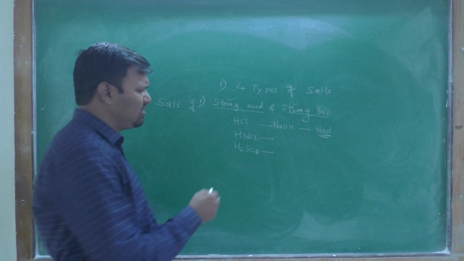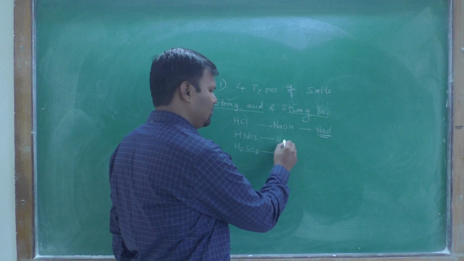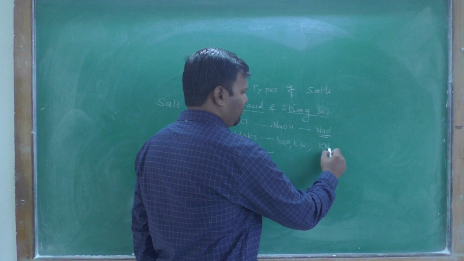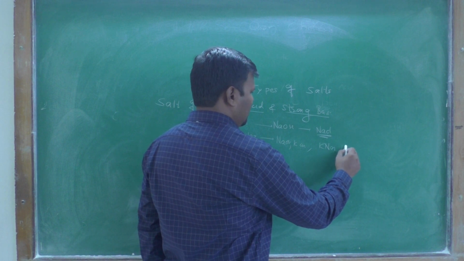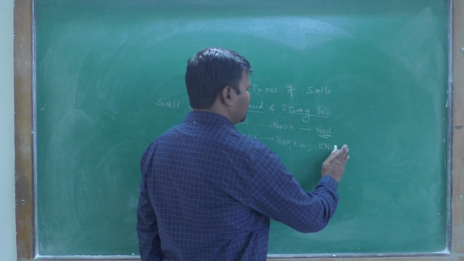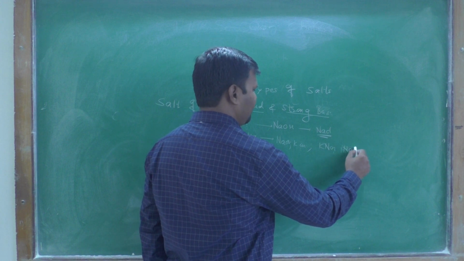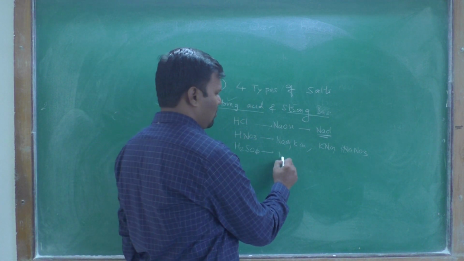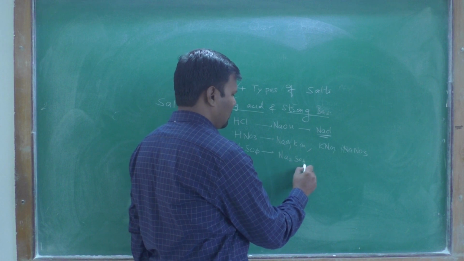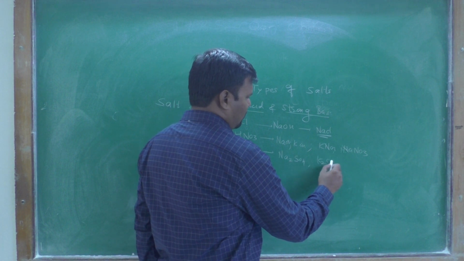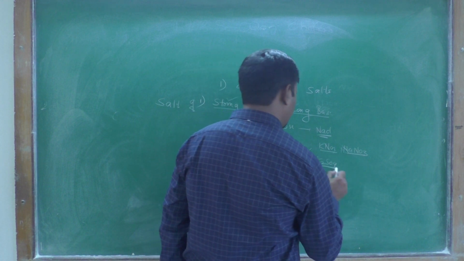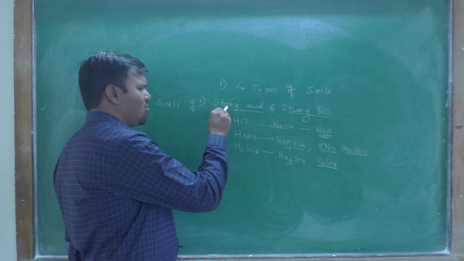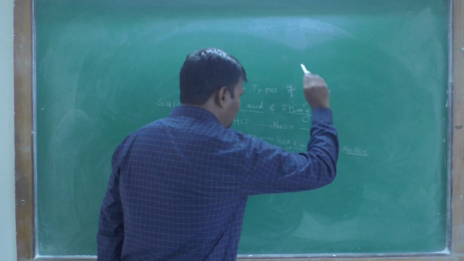In this case when HNO3 is mixed with NaOH or KOH, it gives the salt KNO3 or NaNO3. Or in this case you obtain Na2SO4, K2SO4. These salts are called salts of a strong acid and a strong base.